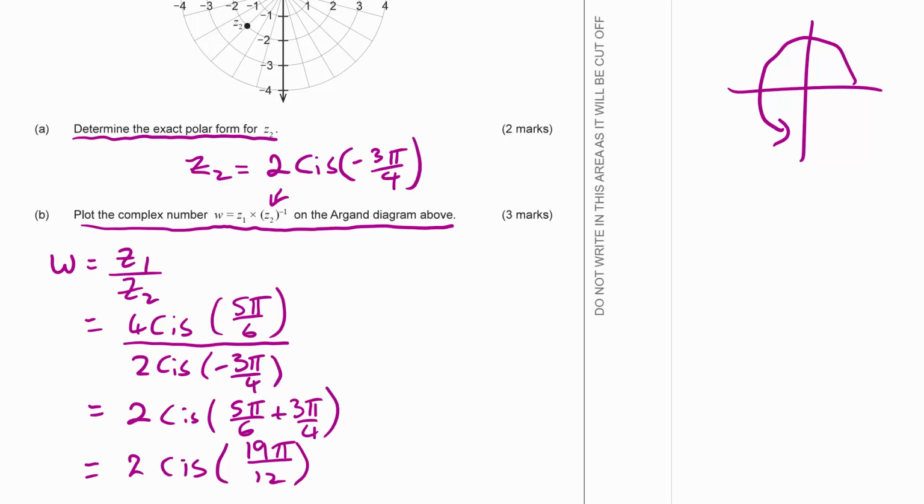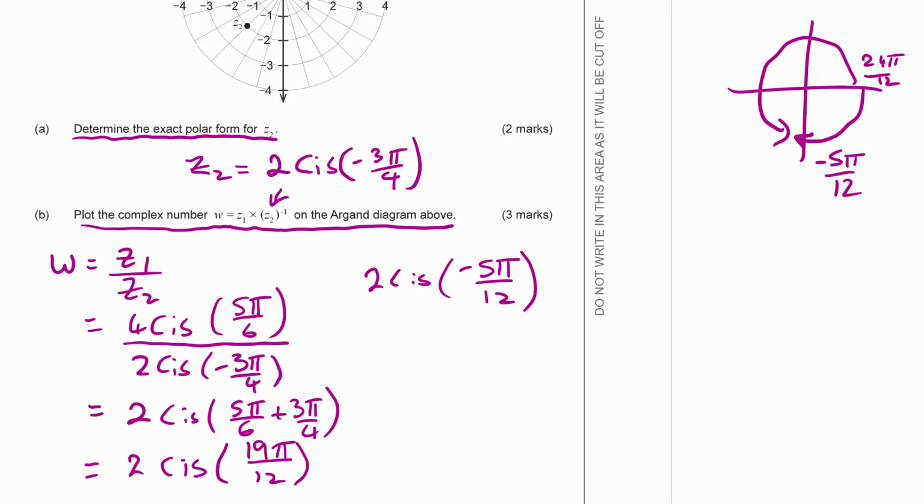And so what we want to do is measure that angle going that way. Now we know that 2 pi is 24 pi by 12, so 19 pi by 12 would be the same as doing negative 5 pi by 12. Because 5 pi by 12 add 19 pi by 12 is 24 pi by 12. So it's going to be 2 cis negative 5 pi by 12.